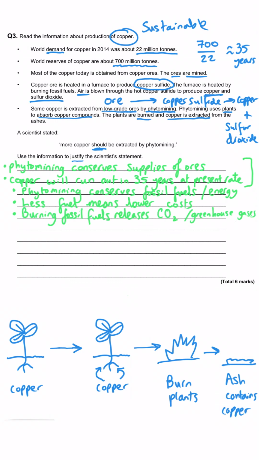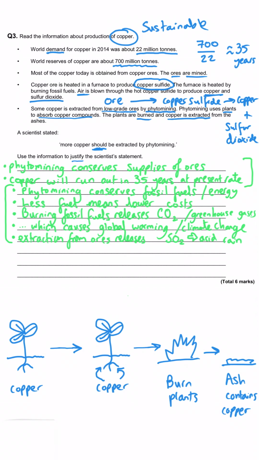Not only that, we aren't burning fossil fuels, so that means that we won't be producing as much carbon dioxide or greenhouse gases generally. And that means that we aren't contributing to global warming or climate change in the same way that copper mining in the traditional way does. And then last of all, they did mention sulfur dioxide as being produced, and we know from a previous topic that sulfur dioxide in the atmosphere can cause acid rain. So phytomining doesn't contribute towards acid rain in the same way.